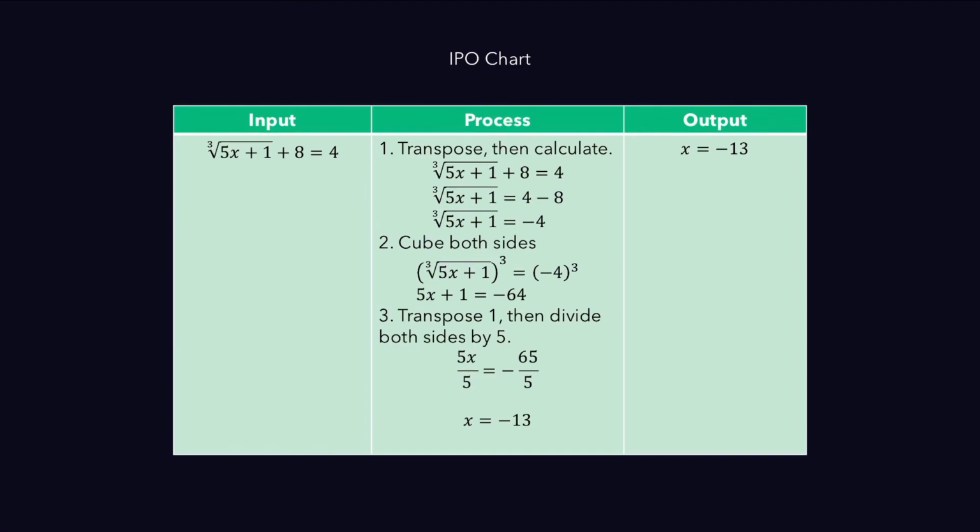Here, we have the IPO chart, and our input would be the cube root of 5x plus 1, plus 8, is equal to 4. In order to solve the problem, we are to first transpose 8, then simplify. Afterwards, we are to cube both sides in order to get rid of the cube root, then we are to transpose 1. Then divide both sides by 5. x would be equal to negative 13.